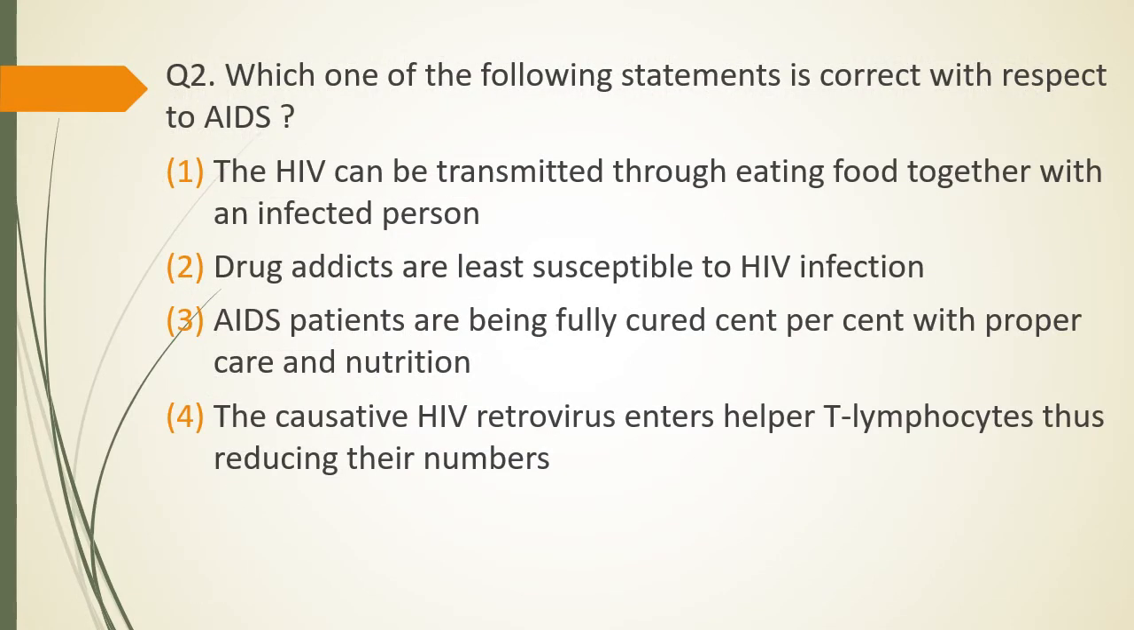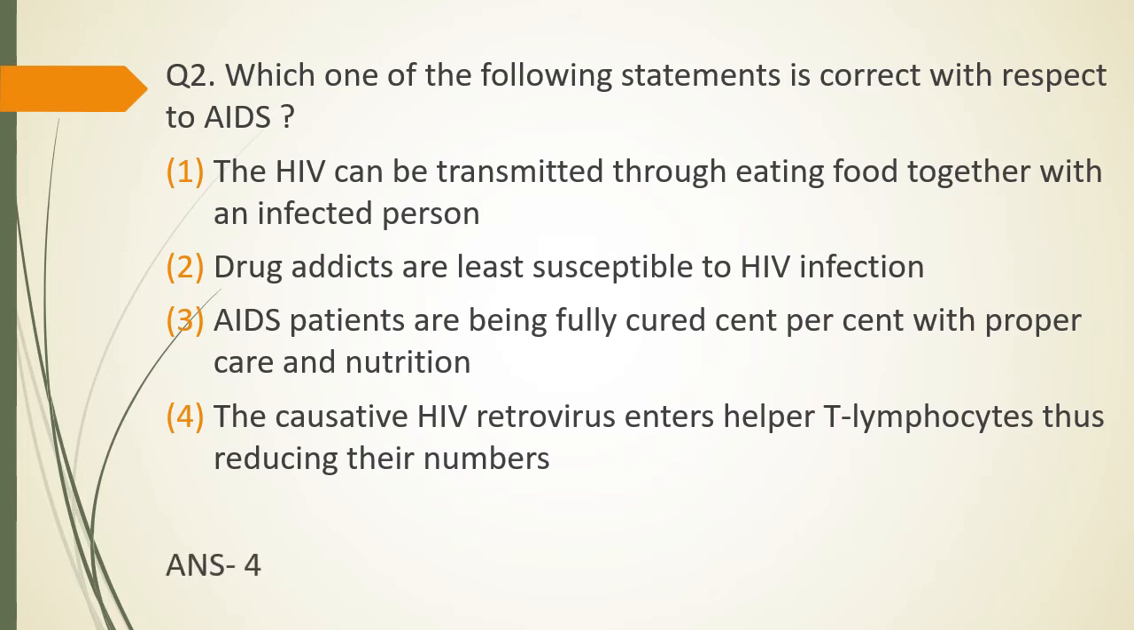Question number 2. Which one of the following statements is correct with respect to AIDS? The HIV can be transmitted through eating food together with an infected person. Drug addicts are least susceptible to HIV infection. AIDS patients are being fully cured with proper care and nutrition. The causative HIV retrovirus enters T lymphocyte and thus reducing their number. You have to find the correct statement with respect to AIDS. So the correct statement is option 4.